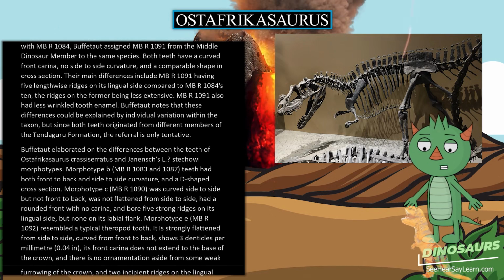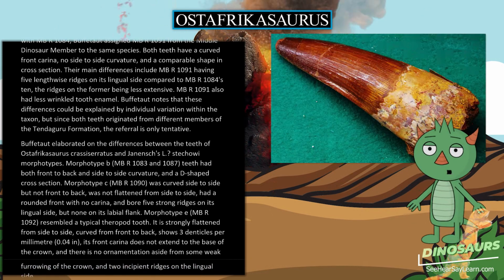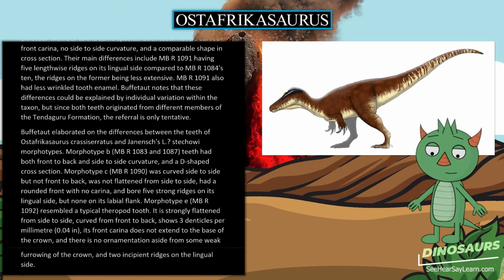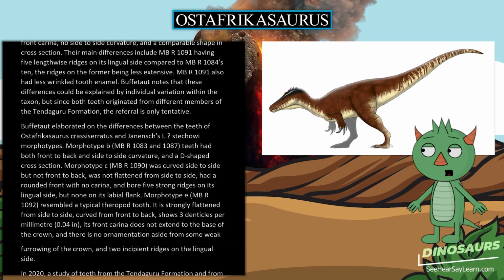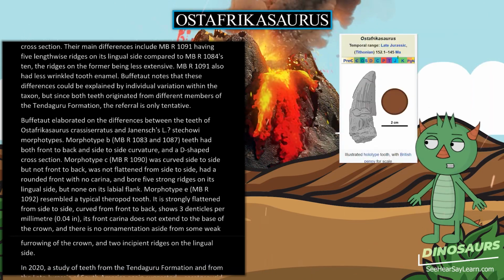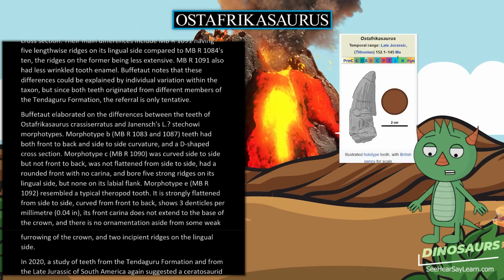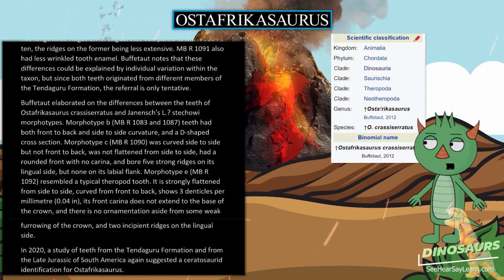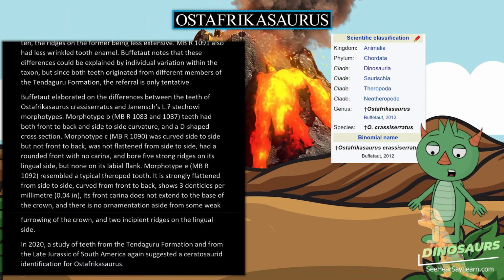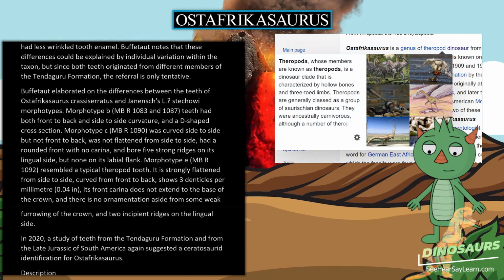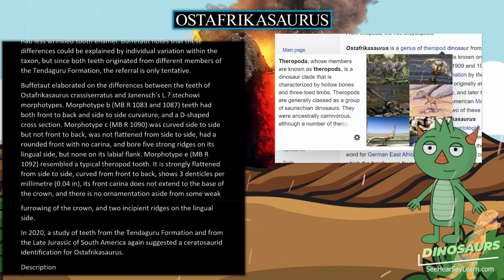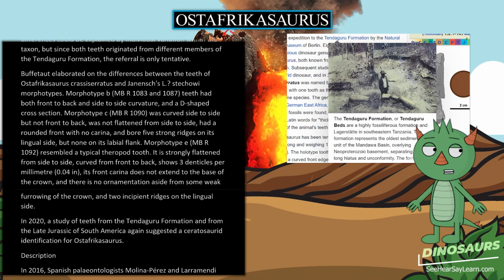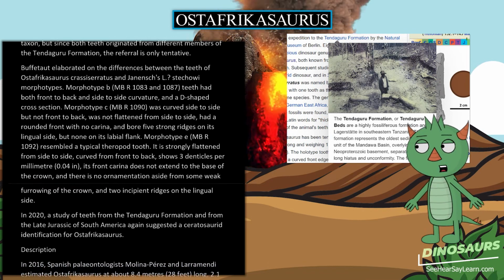Buffetaut elaborated on the differences between the teeth of Ostafrikasaurus crassiserratus and the L. Stekoe morphotypes. Morphotype B, MBR 1083 and 1087, teeth had both front-to-back and side-to-side curvature, and a D-shaped cross-section. Morphotype C, MBR 1090, was curved side-to-side but not front-to-back, was not flattened from side to side, had a rounded front with no carina, and bore 5 strong ridges on its lingual side, but none on its labial flank.